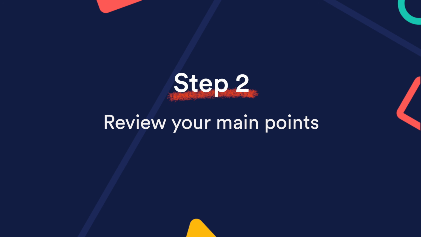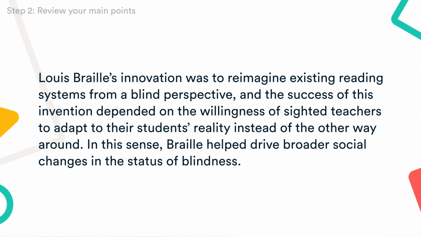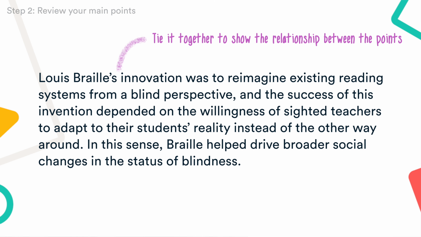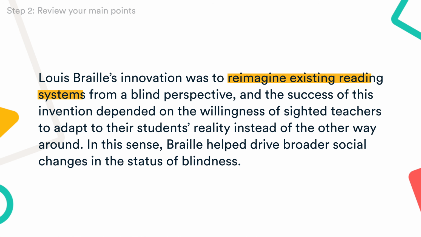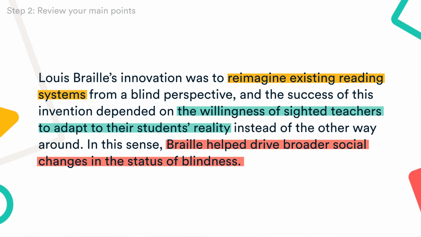Step 2. Review your main points. Next, remind the reader of the key points that you use to support your argument. Instead of simply summarizing each paragraph in turn, see if you can tie it all together in a sentence or two that shows the relationship between those points. So the points of this paragraph would be: reimagine existing reading systems, the willingness of sighted teachers to adapt to students' reality, and that Braille helped drive broader social changes in the status of blindness.